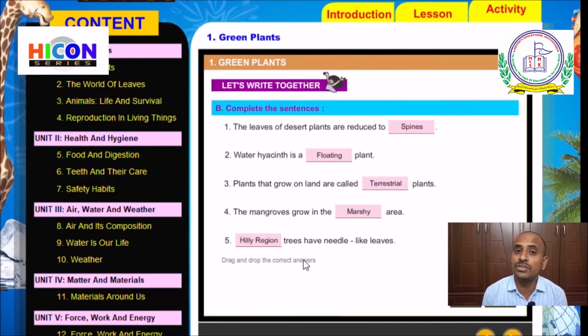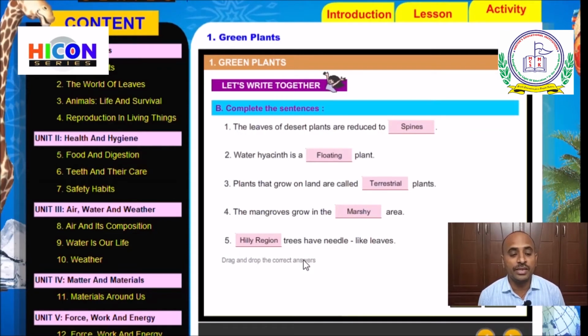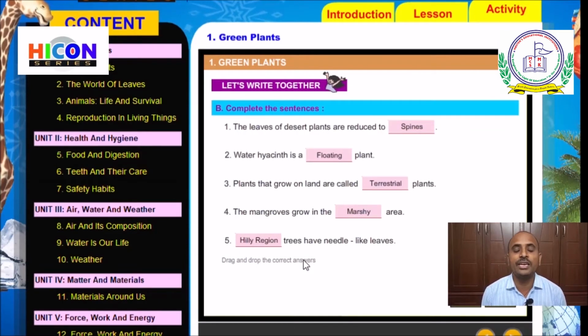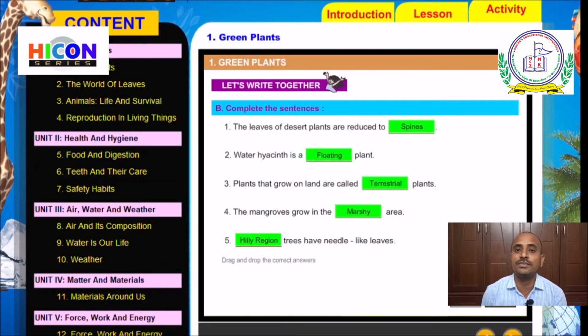If the snow settles on their surfaces, the snow will close the stomata and prevent the photosynthesis process. That's why hilly region trees have needle-like leaves. So children, these are the answers for the given sentences. Children, note down these sentences in your notebook.